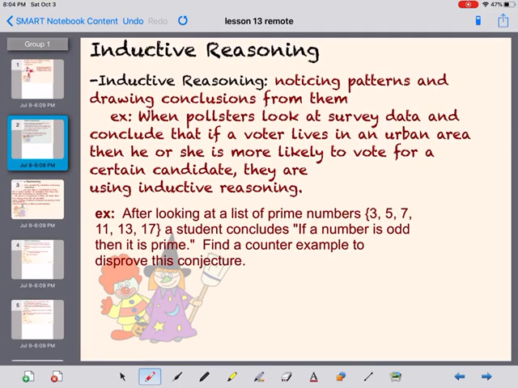Okay, so we're going to talk about two types of reasoning. The first type of reasoning is called inductive. Inductive is when you look for patterns, and then from the patterns you make conclusions. A really good example of this is when people take polls and ask people, who are you voting for in the election? And then from that data, they make statements like, if you live in an urban area, you're more likely to vote for this candidate or that candidate.